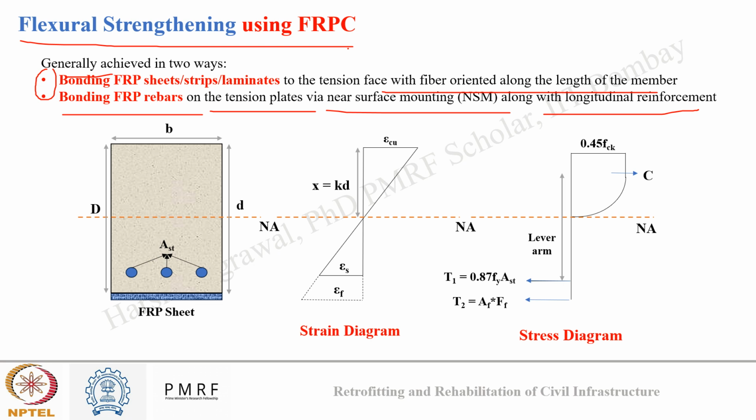Now, how does this strengthening happen with FRP? Suppose I have an RC beam with a total depth D, effective depth small d, and width B. It is subjected to some external load from the top, such that above the neutral axis there is a compression zone, and below the neutral axis there is a tension zone. Since the portion below the neutral axis is in tension, we provide reinforcement in the tension zone, and then additionally we are providing an FRP plate at the base also.